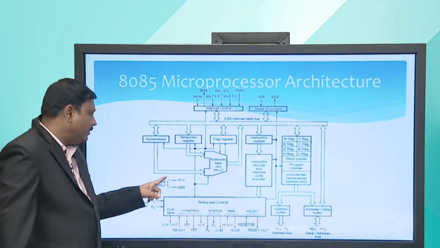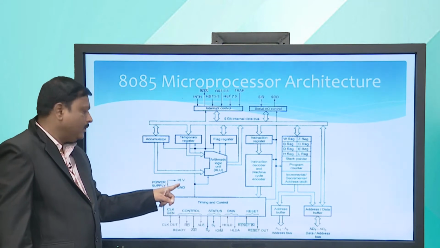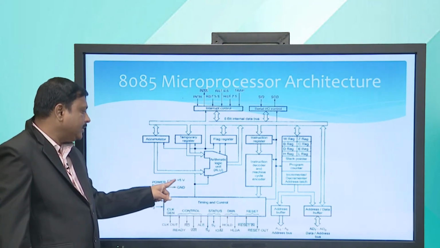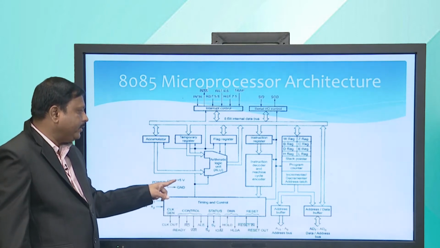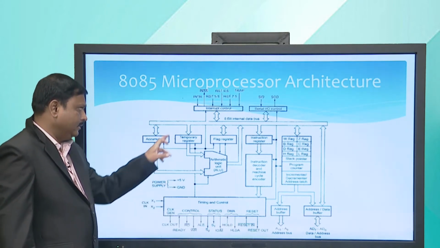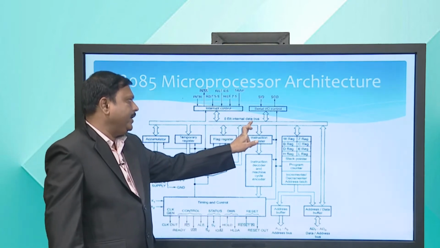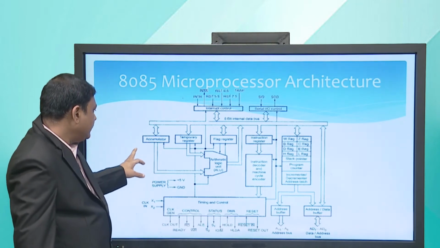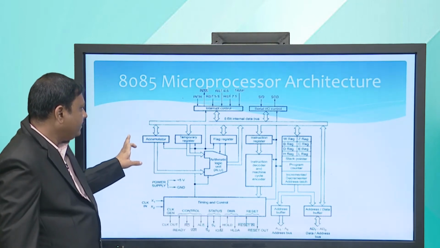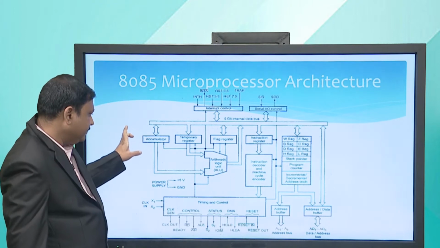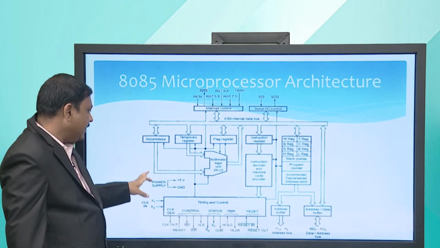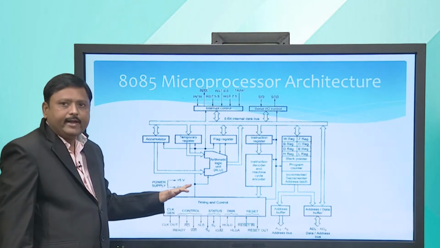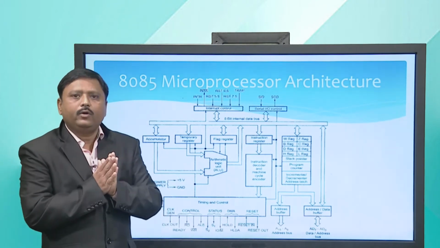And we know that plus 5 volt represents 1 and ground represents 0. So, these are the two voltage levels that 8085 understands. Now, it has an 8-bit internal data bus, and we can see there is a 16-bit address bus, and there is a control bus for handling various types of control signals.